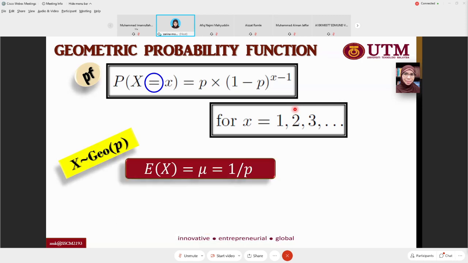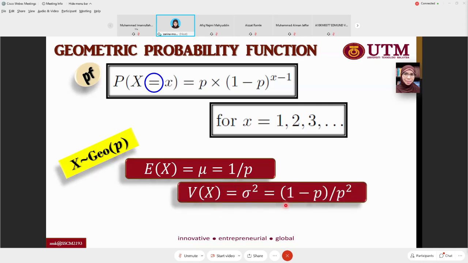So the expected value: for negative binomial, in general, you have r over p. Now r is 1, so you just replace r with 1. So E(X) for geometric random variable is 1 over p, whereas the variance is simply 1 minus p divided by p squared. For negative binomial, last time you had r times 1 minus p over p squared. Now r is 1, so you're left with this expression for the variance. Again, you have the statistical table to help you recall the expected value and the variance for this particular random variable.